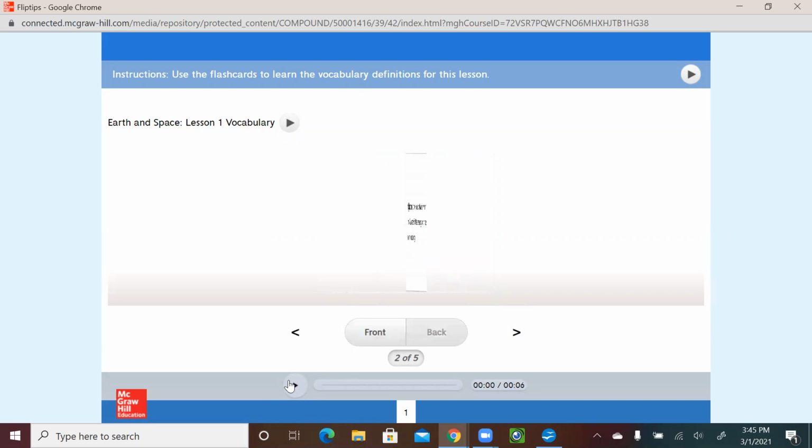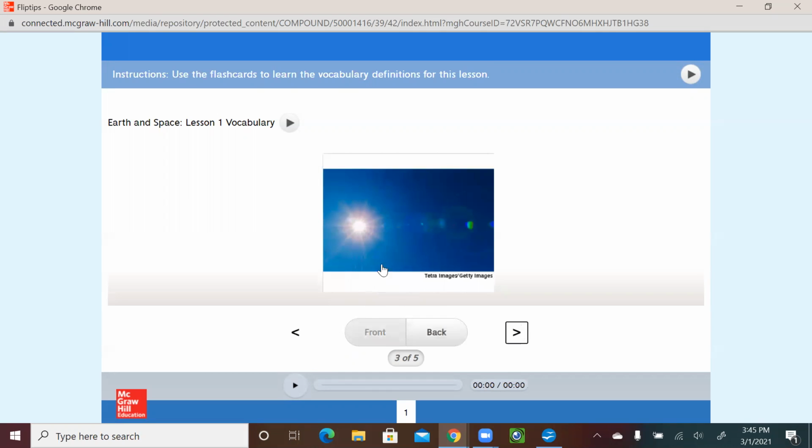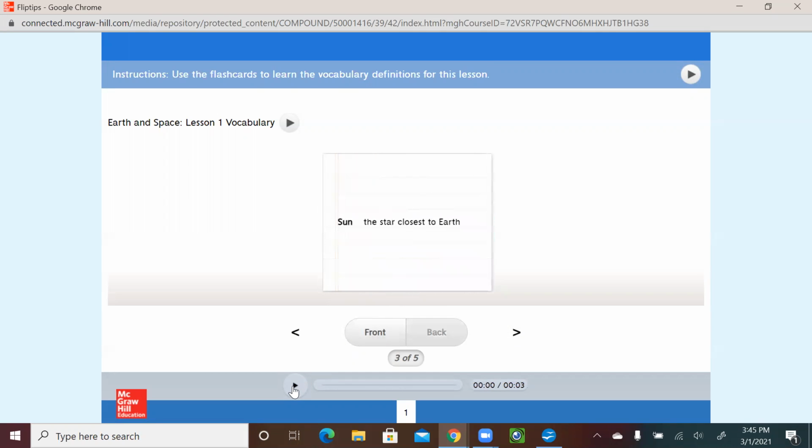Okay, now what about nighttime? Nighttime. The time between when the sun sets in the evening and rises in the morning. So the nighttime is the time between when the sun sets in the evening and rises in the next morning. Sun. The star closest to Earth. So the sun is the closest star to Earth.